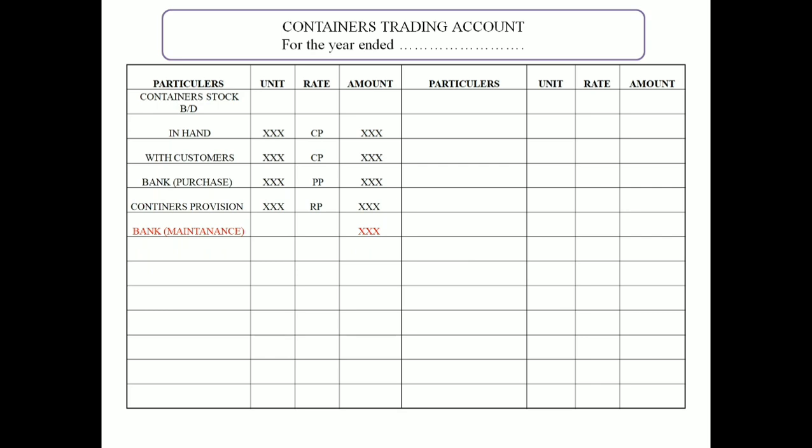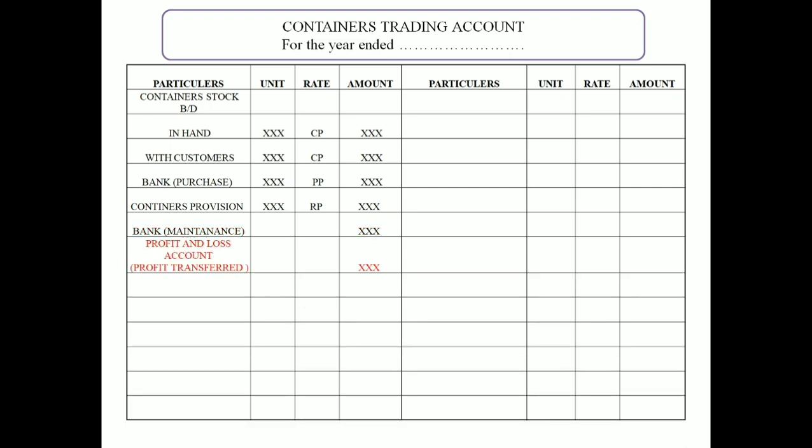Then there are some types of maintenance expenses that happen while transferring. So you enter the maintenance expense on the debit side of the containers account, and you have to show that particular amount in this containers trading account. And this is the balance amount, the profit and loss account, profit transferred. So the profit and loss account amount is also on the debit side. This is the balancing figure.